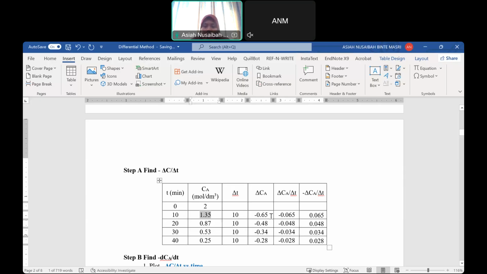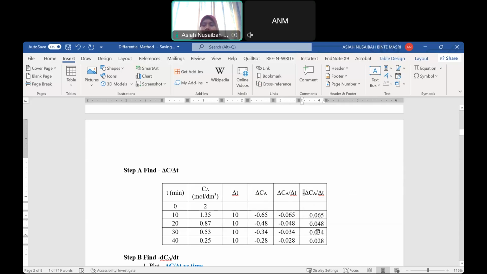which is minus 0.65, and then you deduct 1.35 from 0.87. You'll get minus 0.48, and so on. It is acceptable if the value is negative, since the concentration is reducing; it's decomposing. Then you calculate changes of CA over changes of t by simply dividing minus 0.65 by 10, and then you change it into minus form. Don't forget, because later on you have to plot the graph of ln minus dCA over dt versus ln CA.